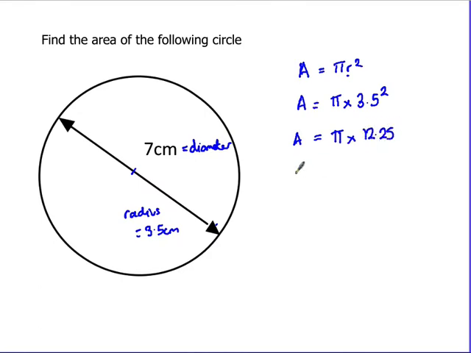And now I'm just going to put that whole thing into my calculator. Pi times 12.25. And that gives me the answer of 38.484, which to one decimal place becomes 38.5. That's centimetres squared because it's an area, to one decimal place.